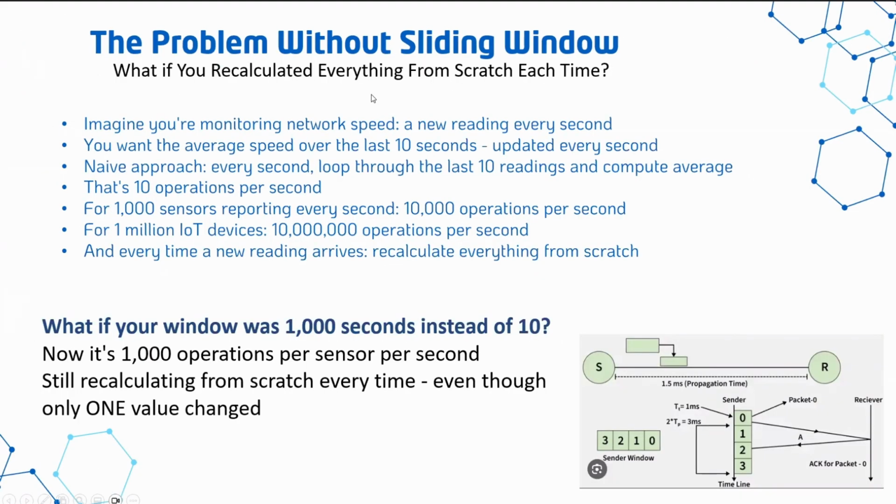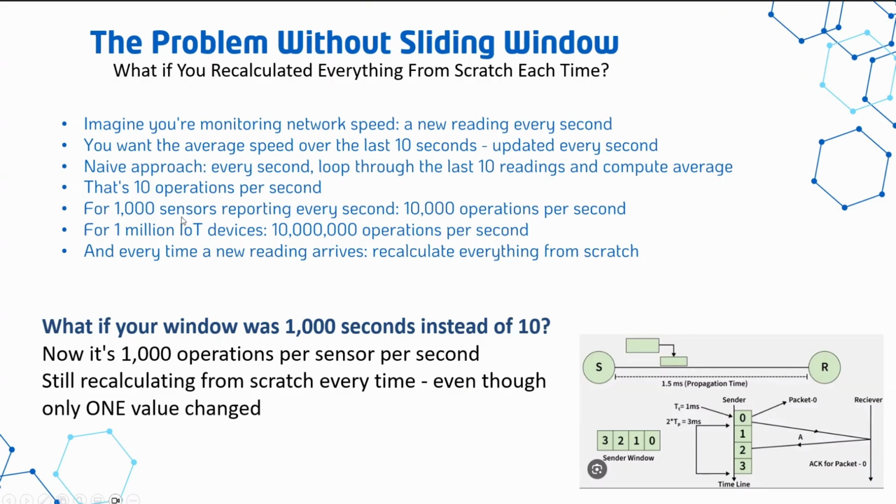So again, we'll go through the dumb way of doing it, okay? The problem without sliding window: if you are monitoring network speed every second, you want the average speed over the last 10 seconds. So you have to update each and every second. The naive approach is every second you loop through the last 10 readings and compute the average. So that's 10 operations again.